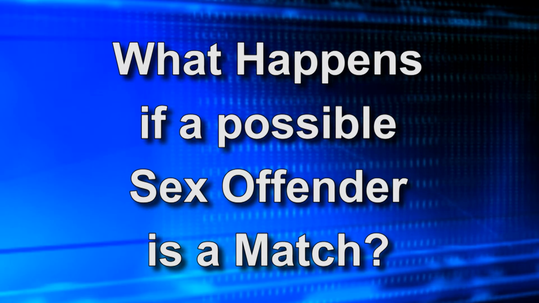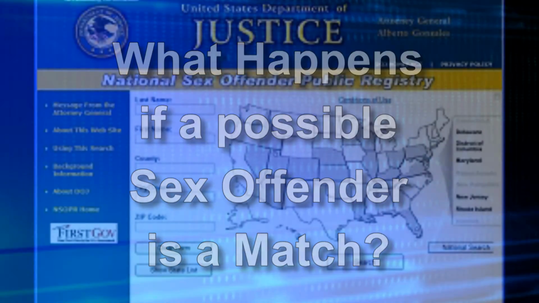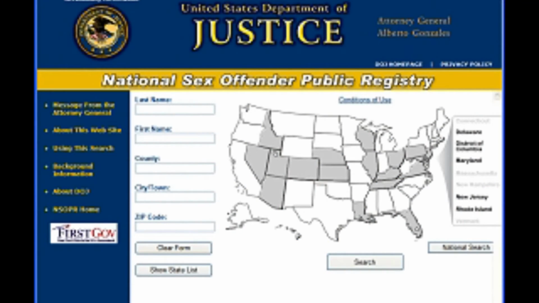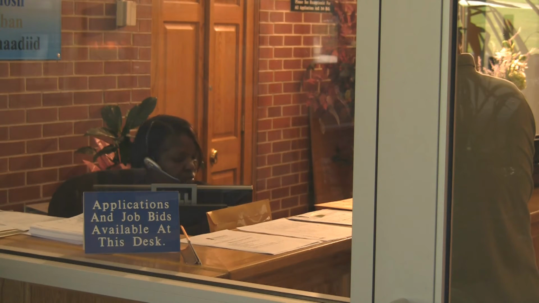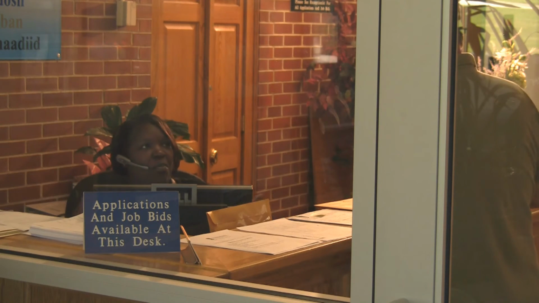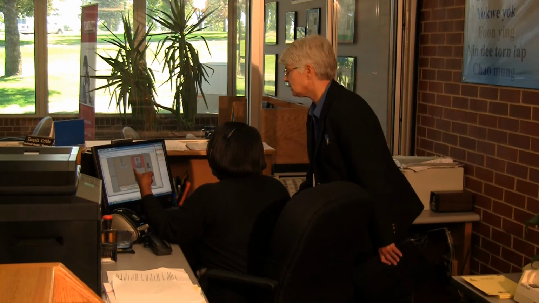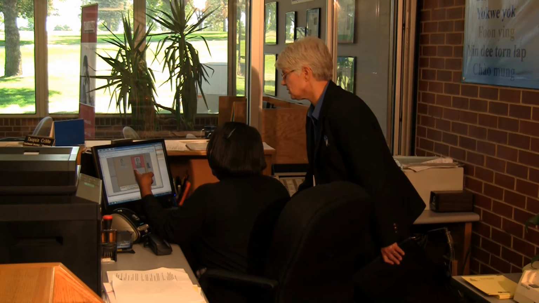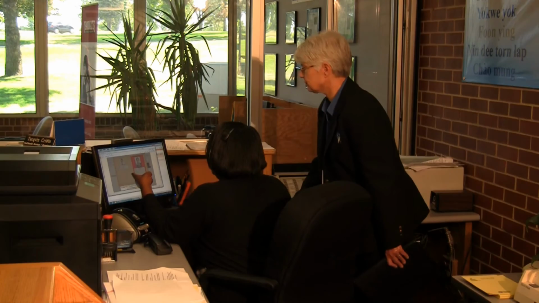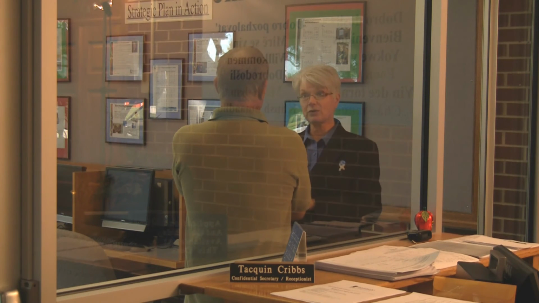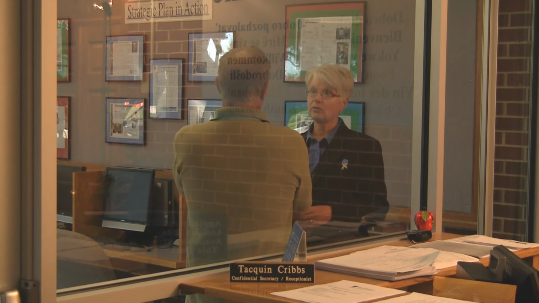What happens if a possible sex offender is a match? A screen will appear stating there is a possible match for a sex offender. Our Raptor operators have been trained on how to identify if the visitor matches the National Sex Offender Registry entry. If it isn't a match, they click No, and the visitor is able to receive their printed sticker badge and enter the building. If it is a match, the operator clicks Yes, alerting administrators in the building. The administrator will pull the visitor aside and discuss the district's policy regarding sex offenders visiting the building.